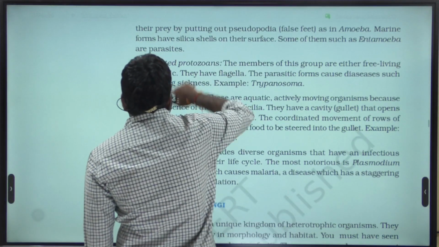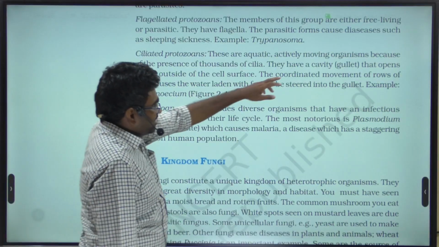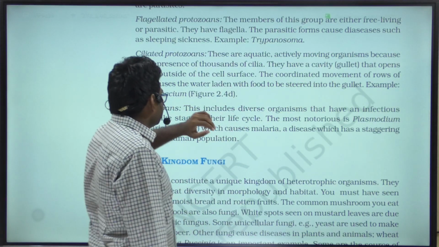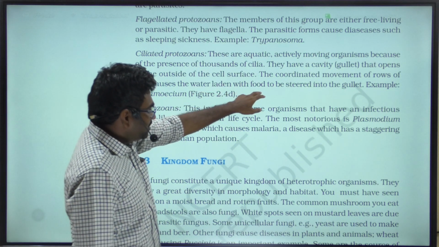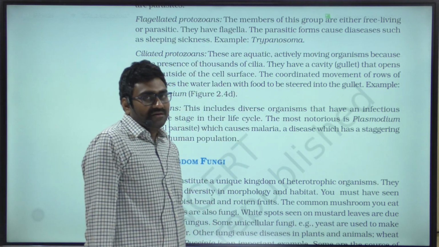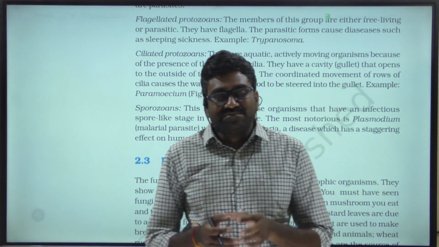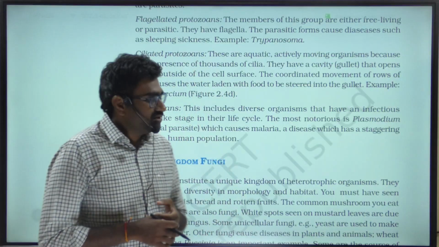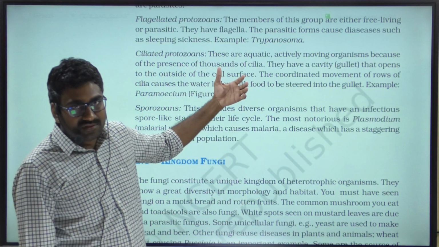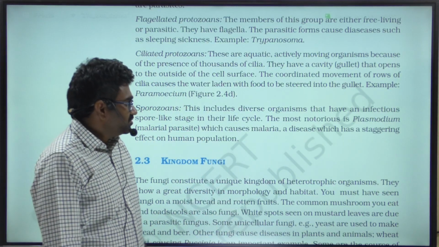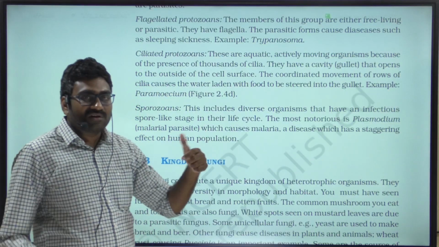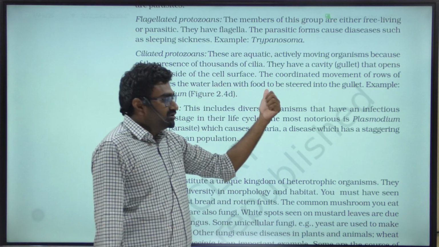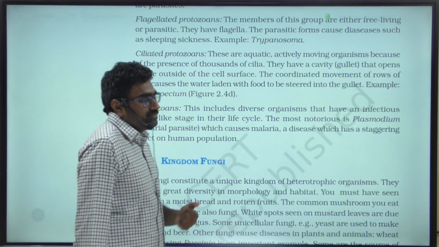Ciliated protozoans, we're talking about the ciliated protozoans. So they have a cavity that opens to the outside of the cell surface. Due to the coordinated movement of rows of cilia, the water laden with food is steered into the gullet, example paramecium, right? So in the amoeboid protozoans, they capture food by putting out pseudopodia, that is false feet, whereas here the ciliate protozoan paramecium possesses a cavity. Due to the coordinated movement of rows of cilia that work like oars, the water laden with food is steered into the gullet, example paramecium, right?